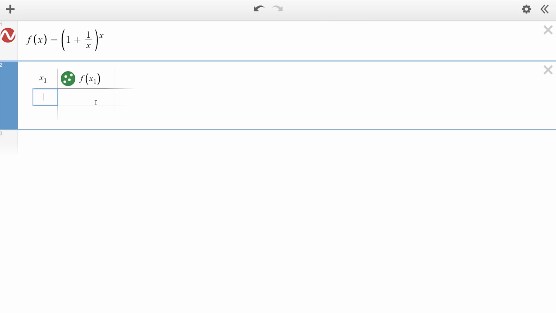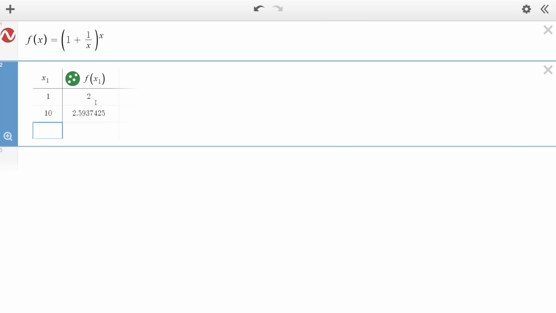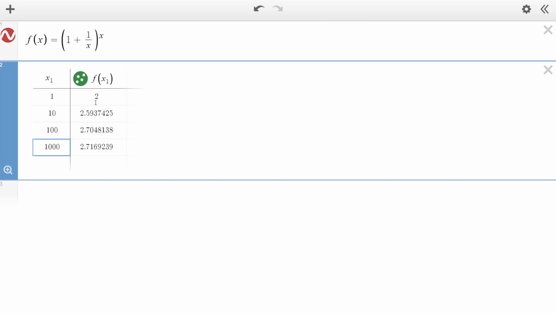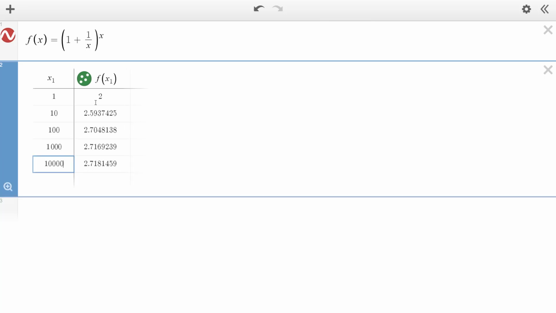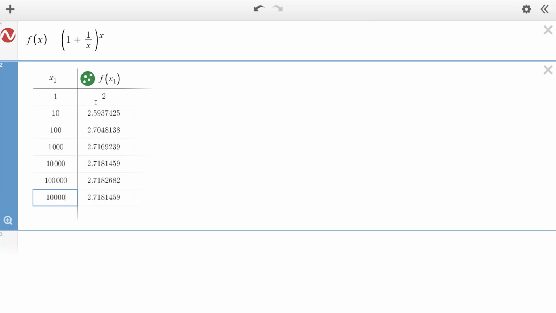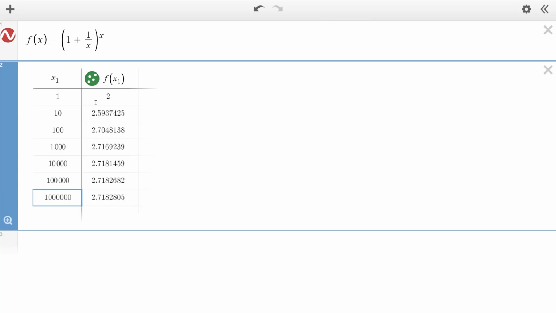So x is going off to positive infinity. Well, then typing in 1 is silly. Typing in 10 is silly. Typing in 100, silly. Typing in 1,000, silly. Typing in 10,000. Well, how about 100,000? Or a million? You keep doing this. By the way, you should notice that our y values are somehow, in some way, magically centering around a number.